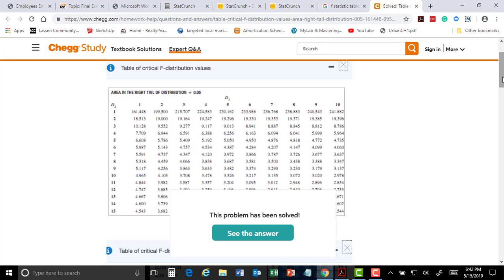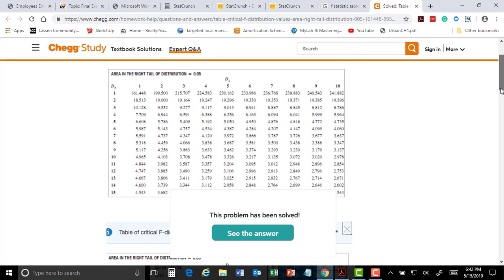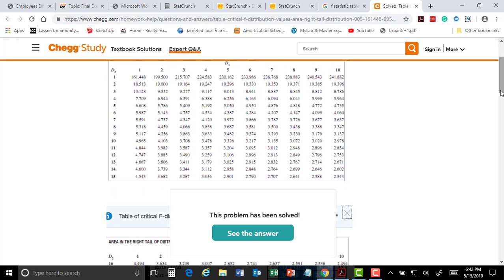I don't want to see this. What is this? Let's see. I don't know that you can see the numbers, but let's take a look at this problem and see if we can help on this.